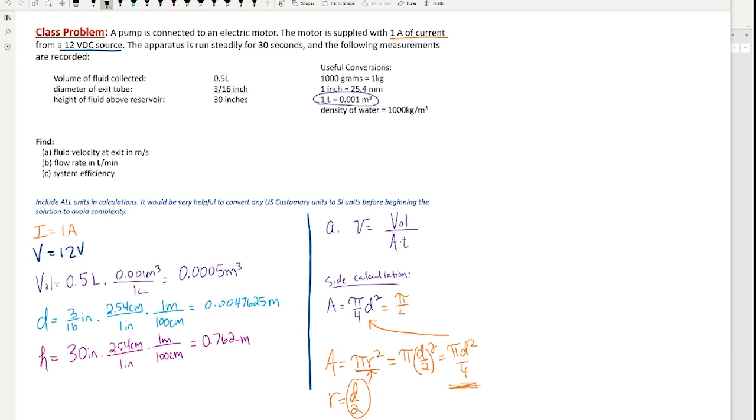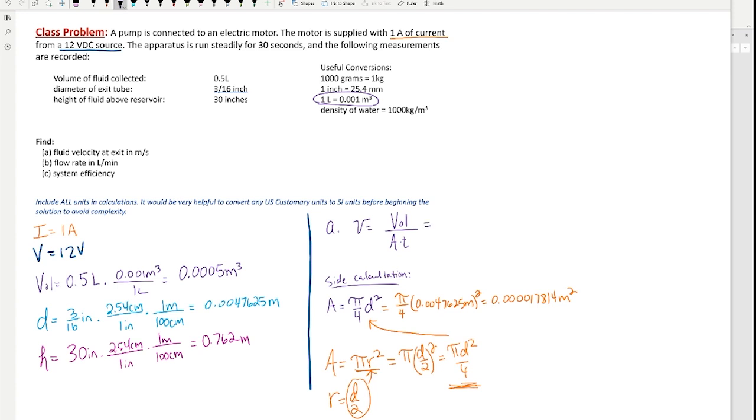Let's continue and calculate the area. My diameter I calculated to be 0.004765 meters squared, which then calculates to be 0.000017814 meters squared. Again, these numbers are ugly, so you really have to take care of writing them down correctly as you work the problems.